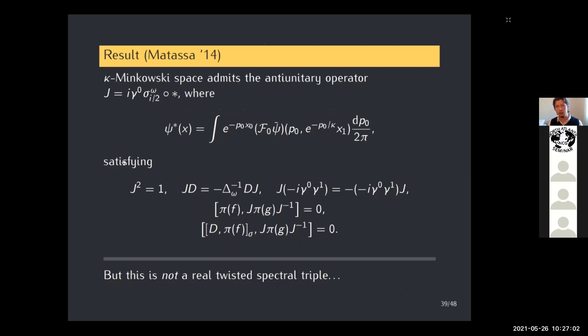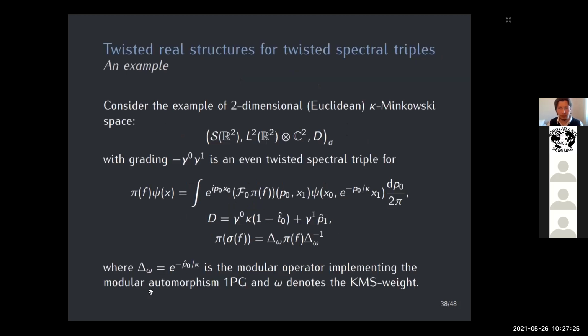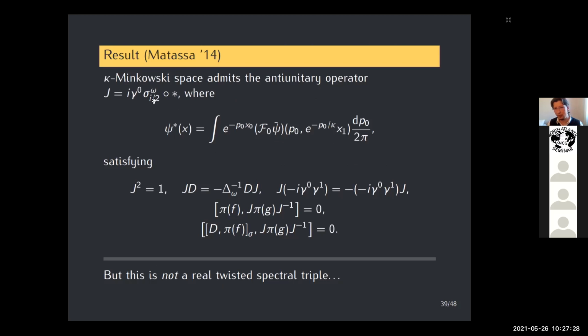So the relevant point comes from a result of a paper by Matassa in 14, which shows that this formulation of Kappa-Minkowski space admits a particular anti-unitary operator, J, where this star here is given by this, and this sigma omega i over 2 is an element of the modular automorphism one-parameter group, where the parameter is being evaluated at i over 2. Basically, this is again related to the modular operator, but the details are not so important.